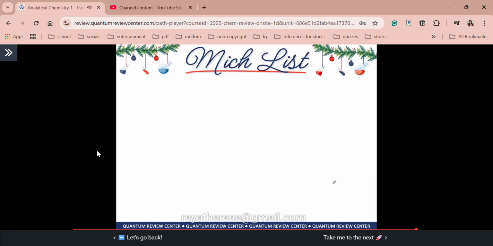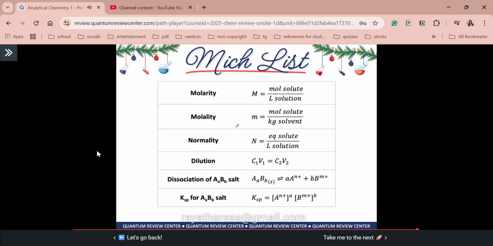So whenever you see this slide, ibig sabihin class, you're done with the first half of our lesson. So here, in our Mitch list, ayan, pakita. Okay, so ito guys, ang mga important equations. So we have molarity, normality, dilution. Lahat yan, dapat familiar kayo ha. So you know the units of concentration, you know dilution, and natatapos tayo guys sa solubility product constants. So you should know the equilibrium between the solid salt and the ions, ang dissociation, at paano magsulat class ng KSP expression. Okay? So ito guys, ang first half ng solubility equilibrium.